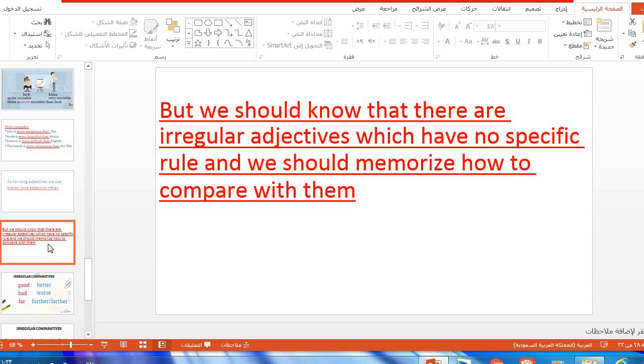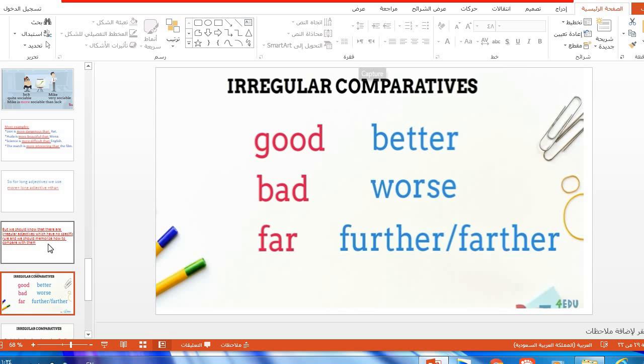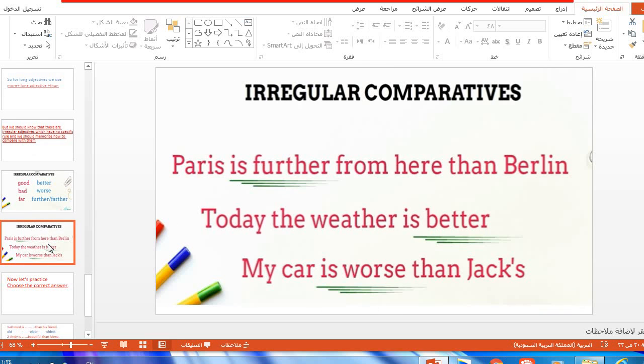But we should know that there are irregular adjectives which have no specific rule, and we should memorize how to compare with them. Example, good, it will be better, better than. Bad, it will be worse, worse than. Far, it will be farther than. Examples, Paris is farther from here than Berlin. Today the weather is better. My car is worse than Jack's.